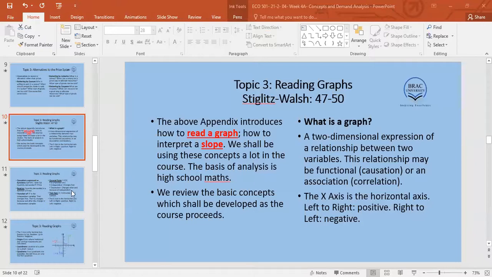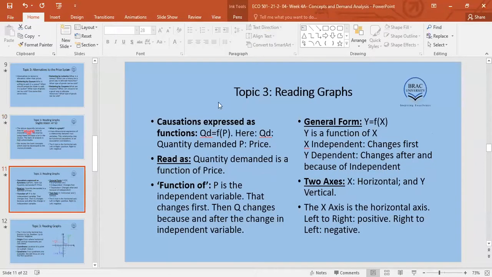Basically, this is it. The graph shows us a functional relationship. That means quantity demanded is a function of price. The general form is y is equal to a function of x. We know very well that the variable on the right is the independent variable, and the variable on the left is the dependent variable. So that's why we are saying function of.